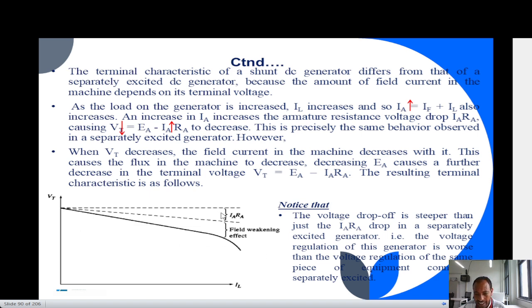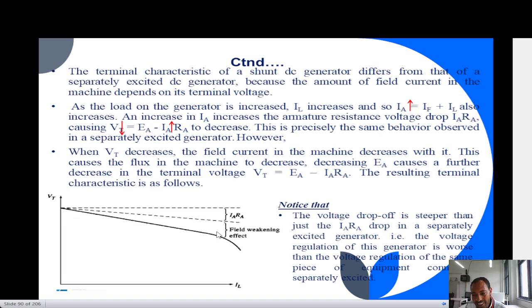If you see this curve, if you remember, it is the open characteristic curve. If we subtract from the open characteristics the flux weakening effect and the armature effect, we get the internal characteristics, and if we subtract the field weakening effect from the internal characteristics, we get the external characteristics of the curve. So what makes it different from separately excited?